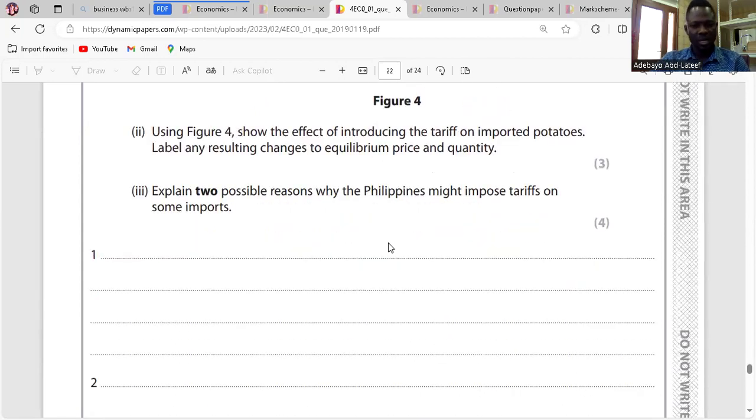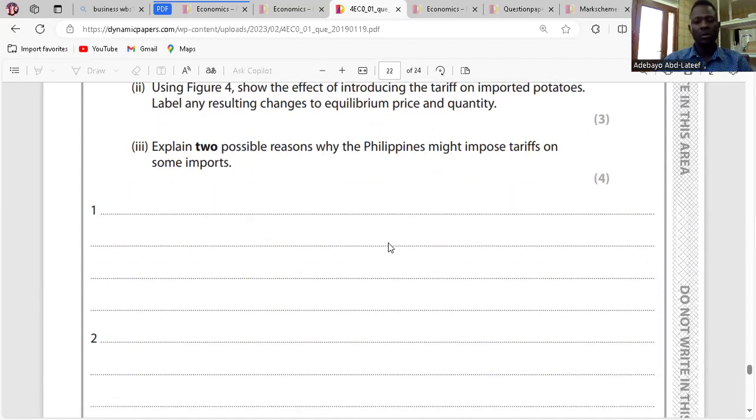So question 2. Explain 2 possible reasons why the Philippines might impose tariffs on some imports. One of the reasons why the Philippines might impose taxes on imports is to increase government revenue. And when government revenue is increased, it means government will be able to spend on infrastructure, health, or education. 2, to protect infant industries.